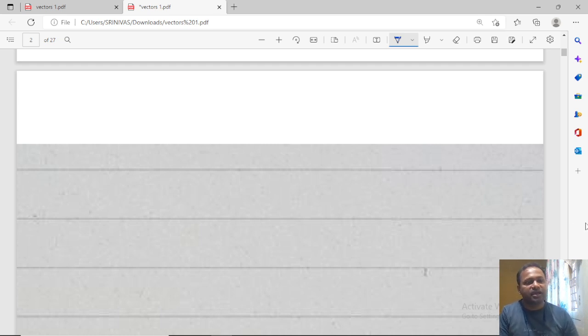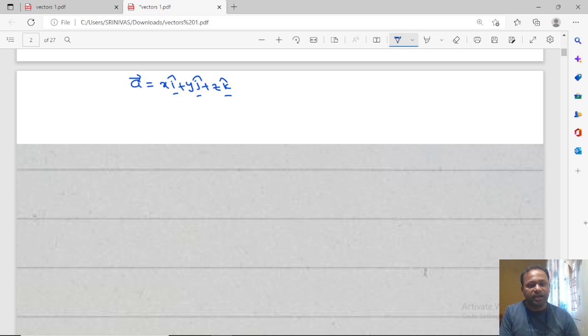After that, next, what is the form of a vector? Generally the vector form is a bar equals xi cap plus yj cap plus zk cap. Here i, j, k are unit vectors. Unit vectors means vectors whose magnitude is 1 unit.